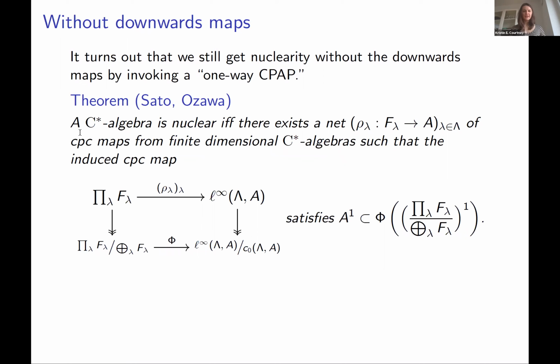For the sake of time, I won't linger on this too long because I certainly don't have time to work through how it applies. This one-way completely positive approximation appeared implicitly in work of Ozawa and was fleshed out by Sato. It gives a characterization for when, if you have these upwards maps, these CPC maps going from finite dimensional C-star algebras into your C-star algebra A, you can then, just from that information, conclude that your C-star algebra is nuclear.